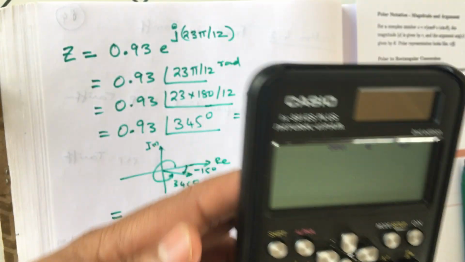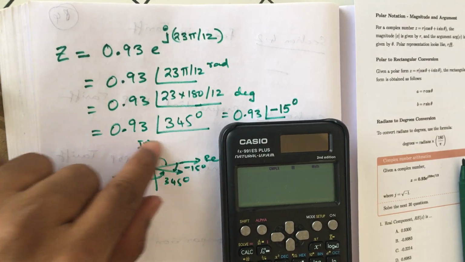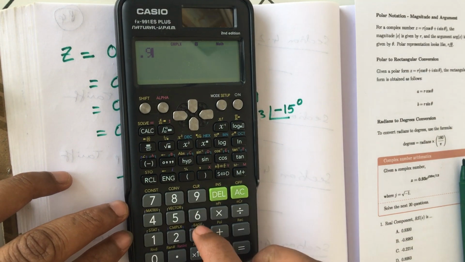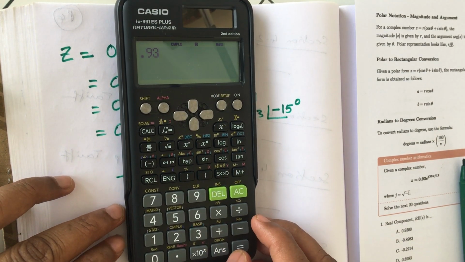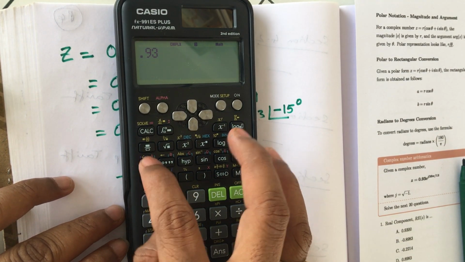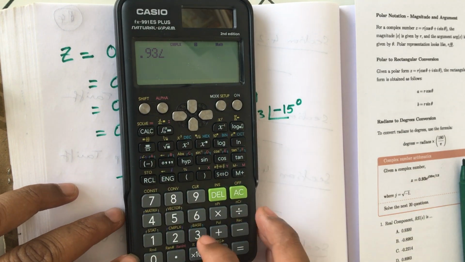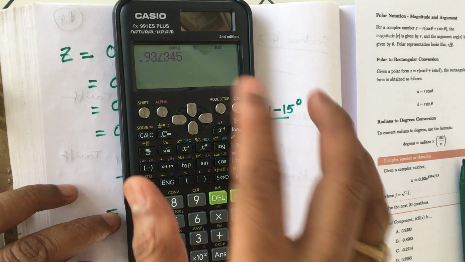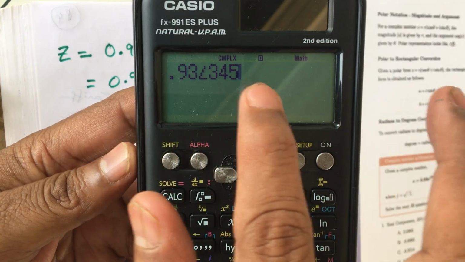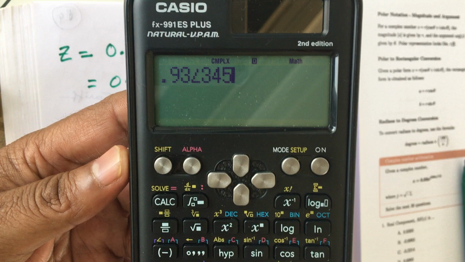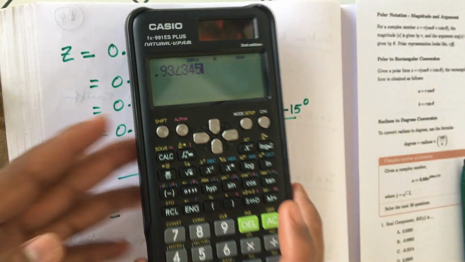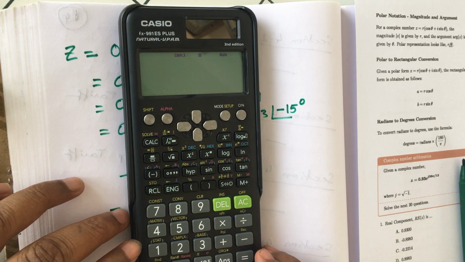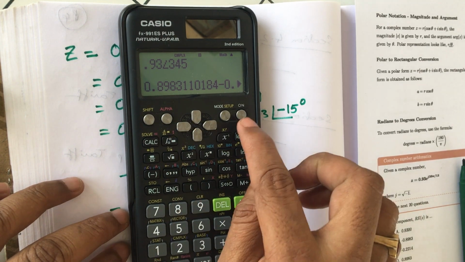Now you simply enter our number 0.93. There are buttons here, so I will just say 0.93. And there is an angle symbol here using shift. So the angle symbol, and then I can give minus 15, or 345. This is how I write the polar number. Now I want to convert to real and imaginary components. Simply press equal to, and you get the answer.